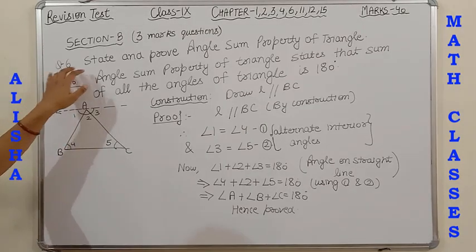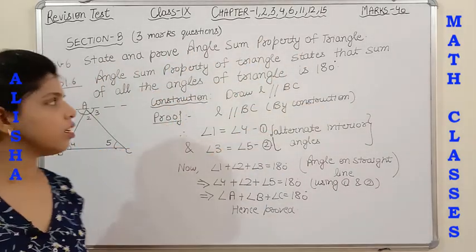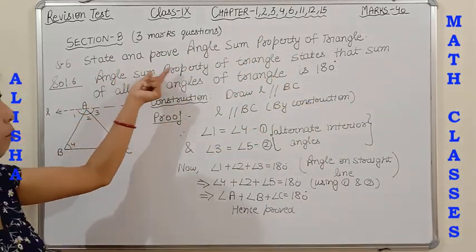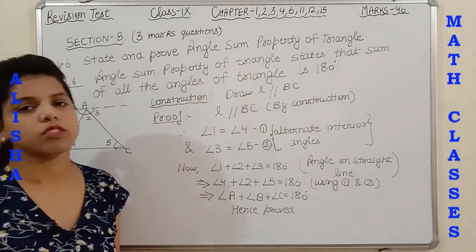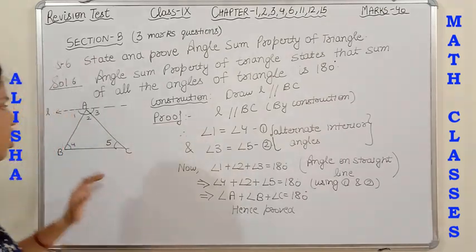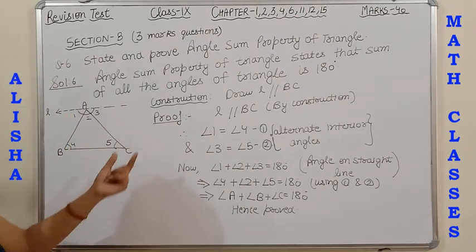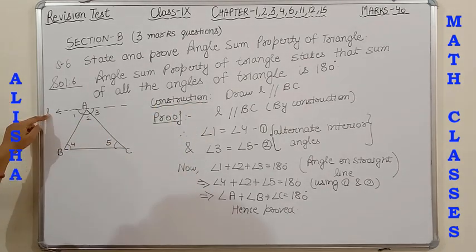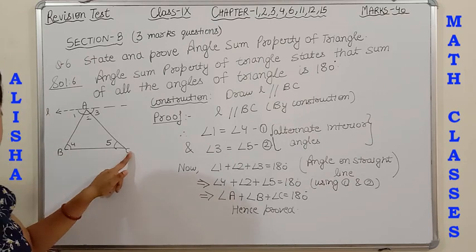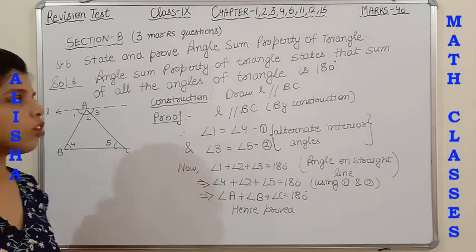Next question is question number 6, state and prove the angle sum property of a triangle. Now all of you know that the angle sum property of a triangle states that the sum of all the angles of a triangle is 180 degrees. Whatever the angles are, if you add all the angles of a triangle, it is equal to 180 degrees. So for this proof, I have done a construction. I have drawn a line L which is parallel to BC. So this is the construction that you have drawn to prove the statement.